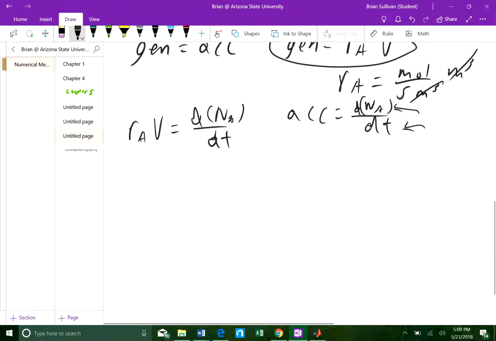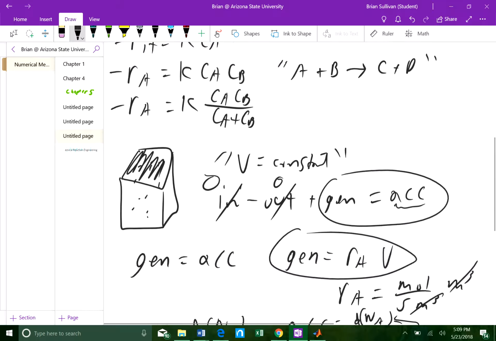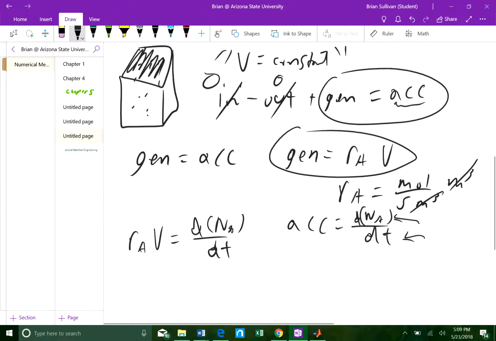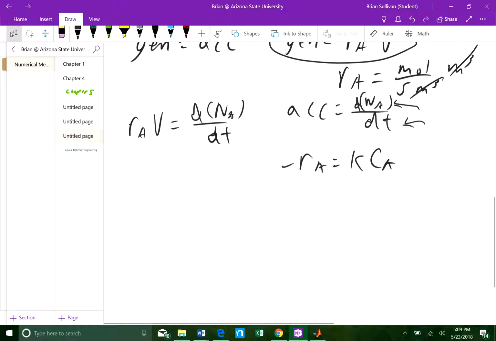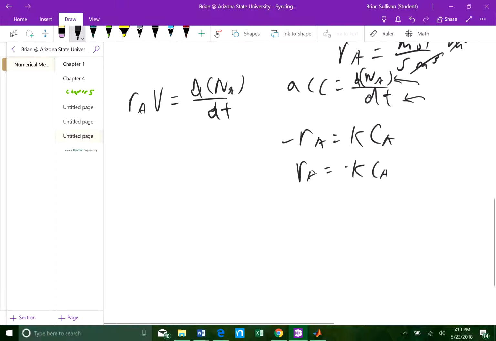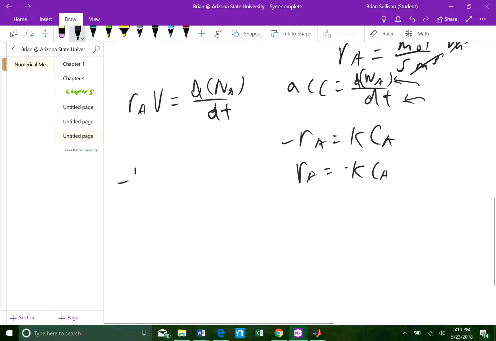So I'm just going to assume we have first order, like what we discussed up here, right? So let's say first order, that would give you something like this. And in the problem statements, they're going to specify whether it's first or second order. It's basically the same thing. You're going to plug it in for RA. Well, that's negative RA. So how about we make that positive RA and we say negative KCA. Now you got something you can work with. So you got negative KCA V is equal to DNA over DT.